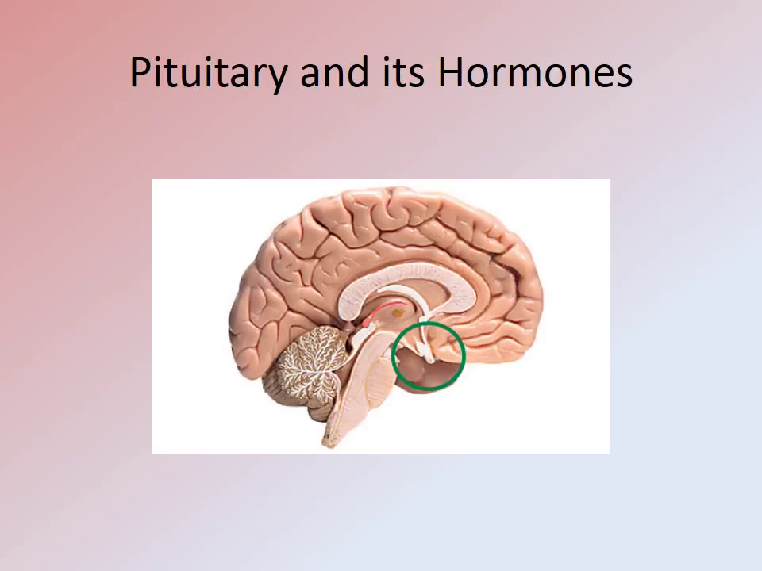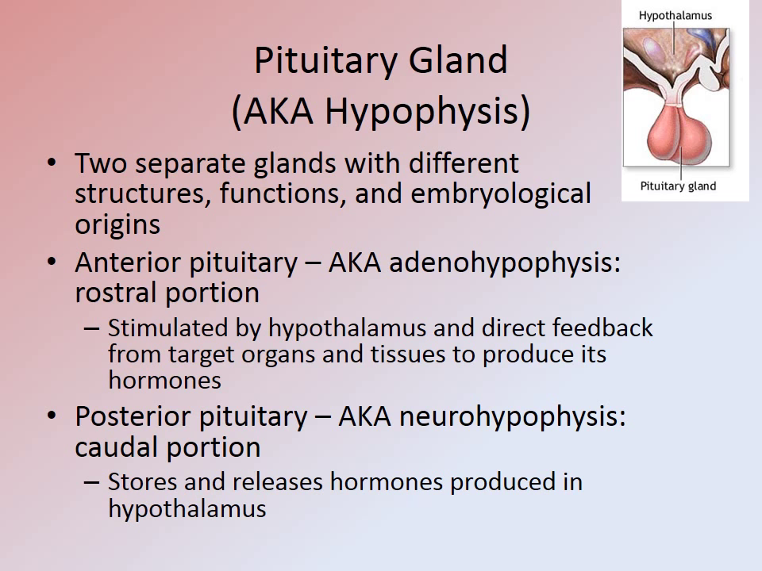So let's talk about the pituitary gland. The pituitary gland is also called the hypophysis, and it's two separate glands with different structures, functions, and embryological origin. So the anterior and the posterior pituitary glands have a lot of differences going on. The anterior pituitary gland, which is also called the adenohypophysis, is the rostral portion. Remember, the word rostral is a directional term that means going towards the nose or the muzzle of the animal. So that's going to be the rostral portion. It's closer to the nose of the patient.